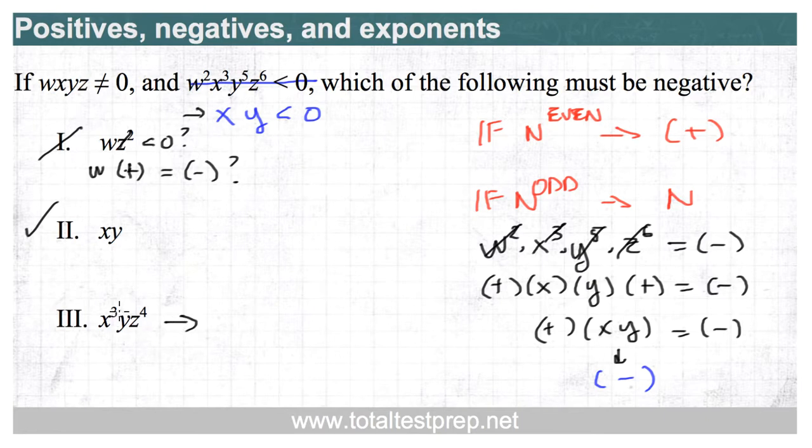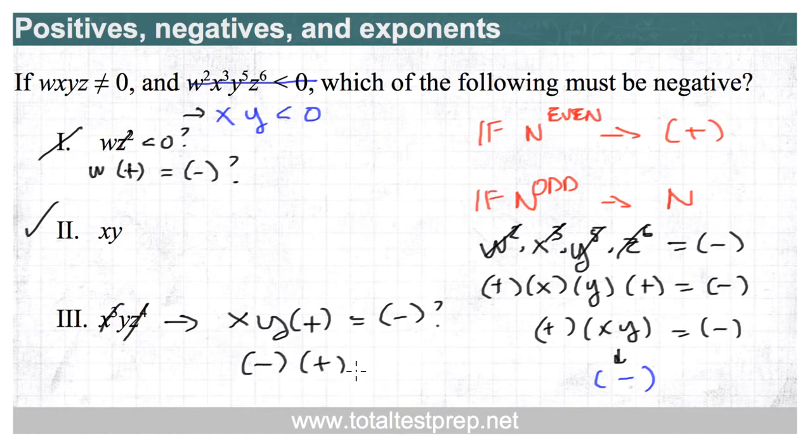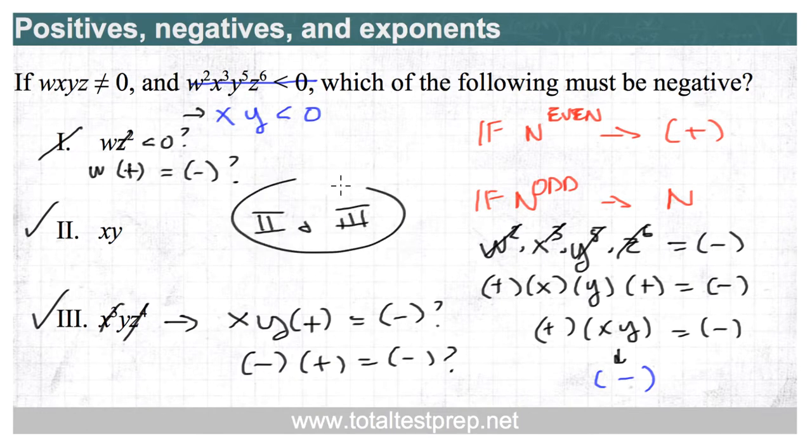We can rewrite that. X cubed can just be x, y stays y. Now z to the fourth, we can replace that with a plus sign. So the question being asked is, is xy times something positive equal to a negative? We know that xy is negative, so the question becomes, is a negative times a positive negative? And it is. Therefore, Roman numeral 3 is also negative, so our answer is 2 and 3 are always negative.